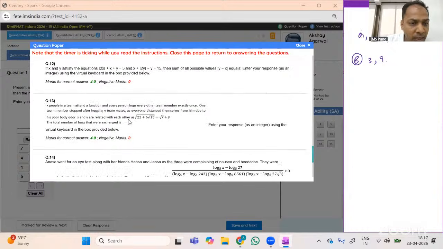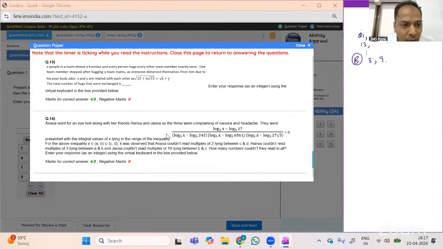X people attend this. One team member stopped after hugging Y mates as everyone at distance. X and Y are related with each other as this. The total number of hugs that were exchanged is, X and Y are known. X is this, Y is this. The total number of hugs that were exchanged. This is pretty easy. It's permutations and combinations. I think I should definitely do the 13th one.